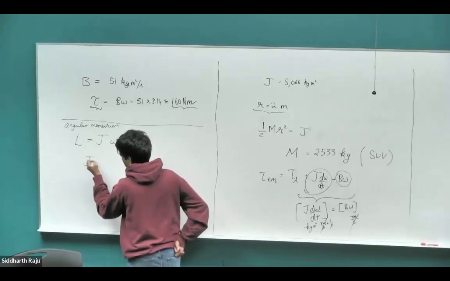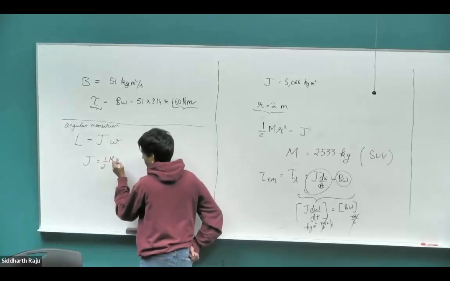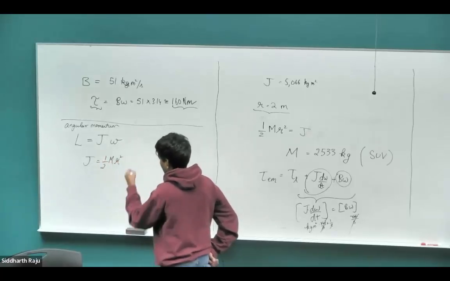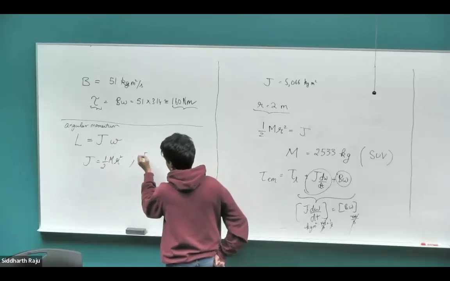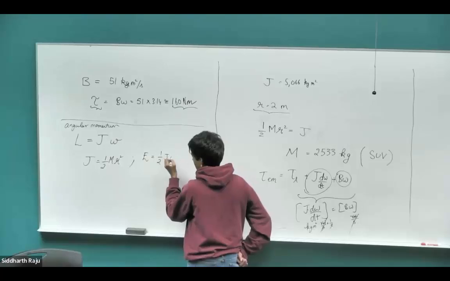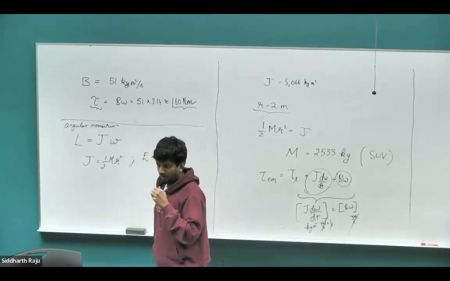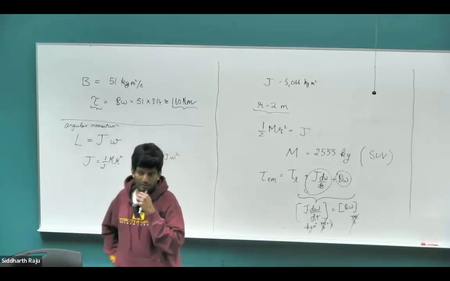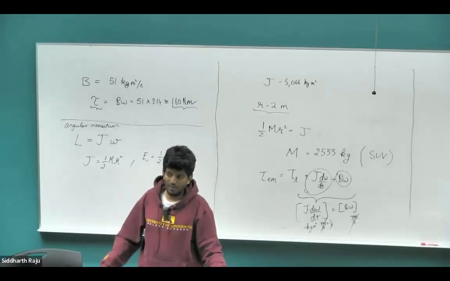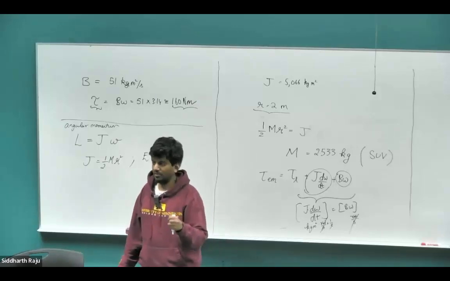So we have derived the expression for inertia as half m times radius square, and we have also derived the expression for the energy as half J omega square. So you all would have seen this in figure skating, particularly Olympic events or something, where these figure skaters are basically skating on ice.